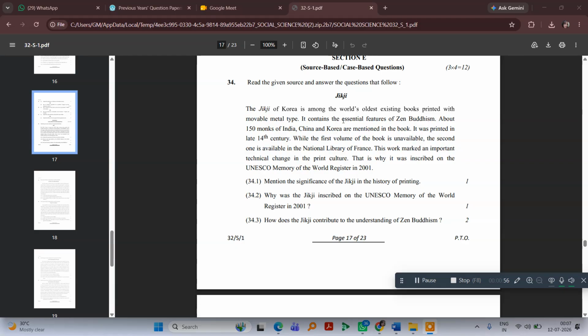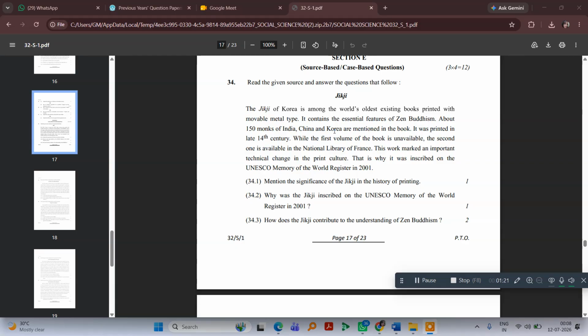While the first volume of the book is unavailable, the second one is available in the National Library of France. This work marked an important technical change in the print culture. That is why it was inscribed on the UNESCO Memory of the World Register in 2001. Now, these are the questions.